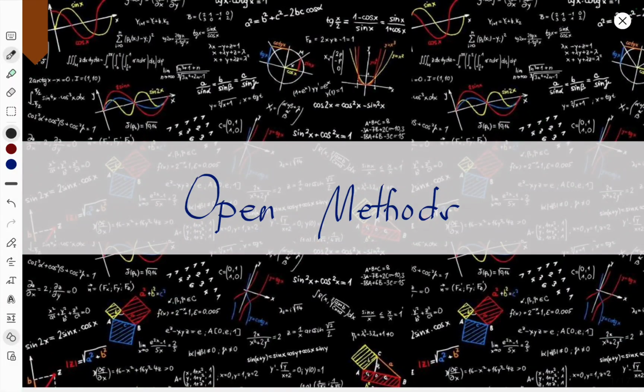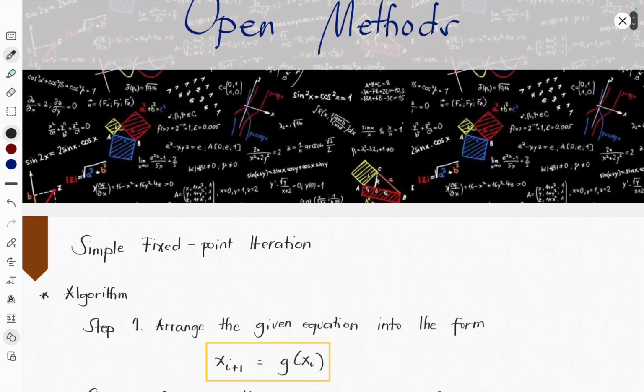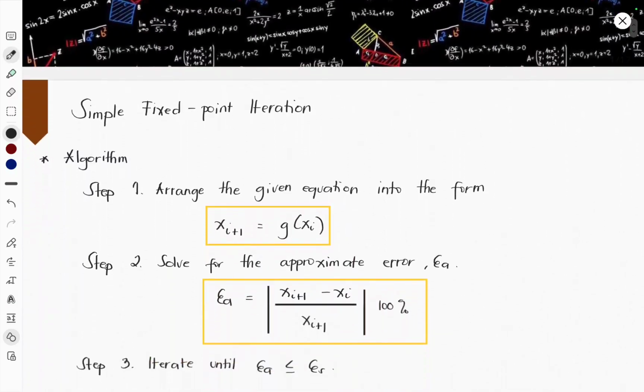Hello class, I'm going to discuss open methods. We have already finished the bracketing methods, which are the bisection method and the false position or the regula falsi. Now let's proceed to the open methods in finding the roots of equations. The first method under the open methods is the simple fixed point iteration.